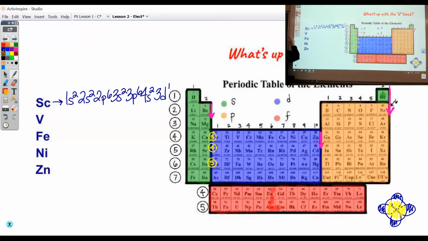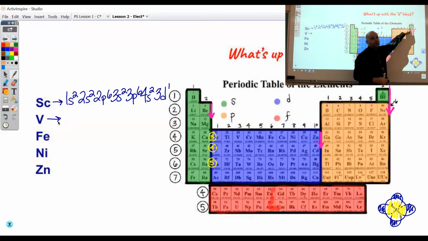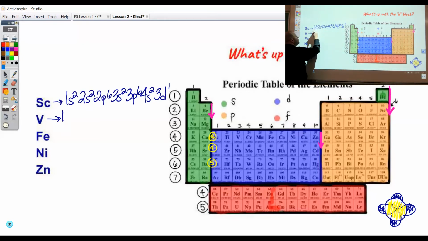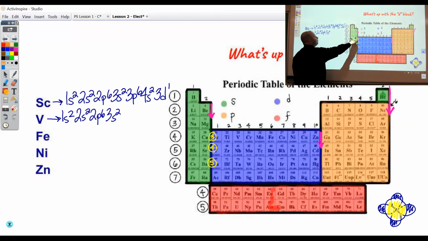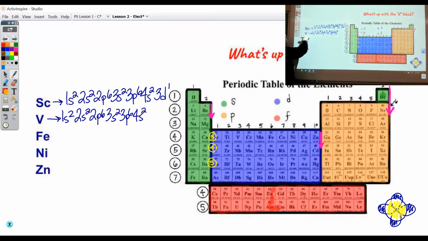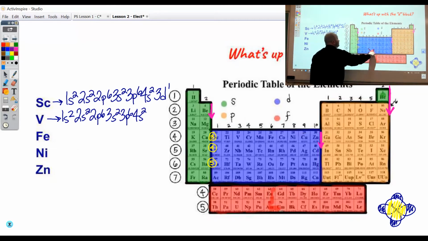All right, trying our next example, which is vanadium. We have 1s2, that gets us to helium. 2s2 gets us to beryllium. 2p6 gets us to neon. 3s2 gets us to magnesium. 3p6 gets us all the way across to argon. 4s2 gets us to calcium. And now we're going to vanadium, which is right here. So we're going to end with 3d3.